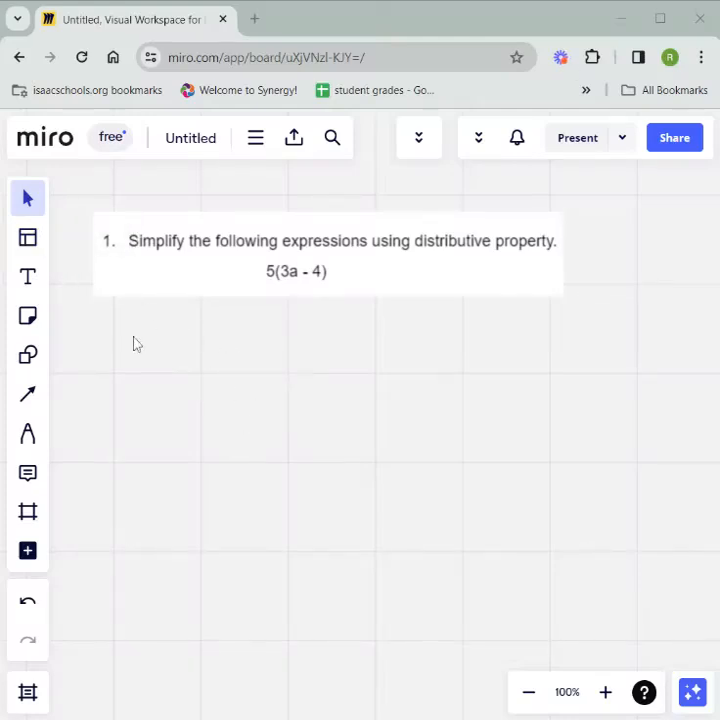Let's work on the test review today. So I'm going to work on some examples and then you can work on the rest of the questions. So please pay close attention to it.